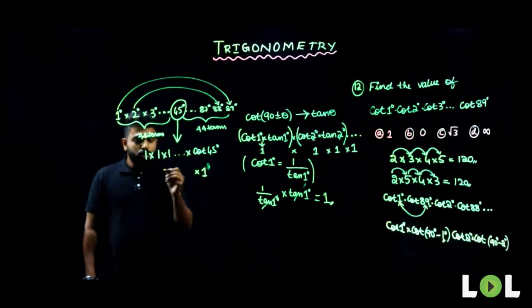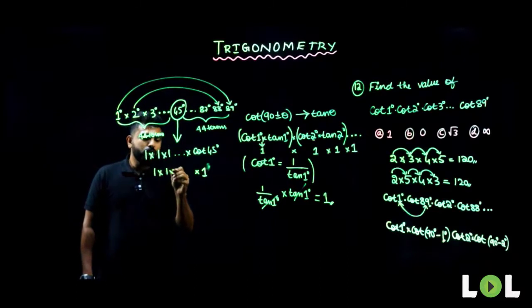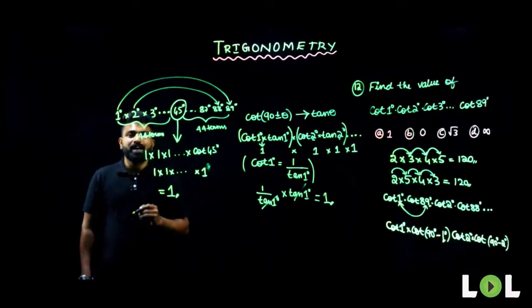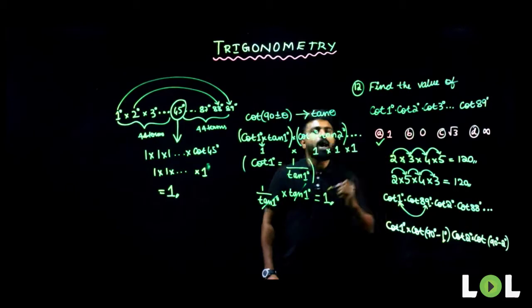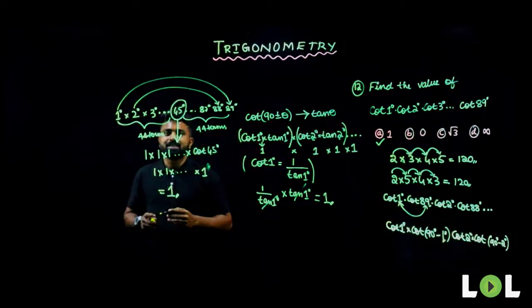So, what will be the total value? It will be 1 into 1 into 1. If you multiply 1 n number of times, what will be the answer? The answer will be 1 only. Do we have this in our options? Yes. Option A, 1 will be my final answer.